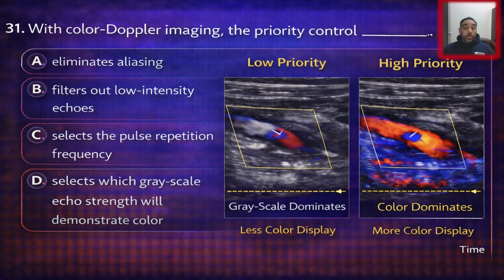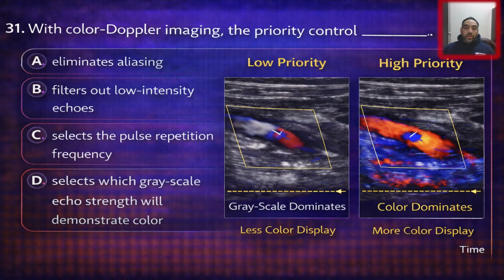All right, we are on the last question of this section, so let's get started. The question says, with color Doppler imaging, the priority control blank. A, eliminates aliasing; B, filters out low intensity echoes; C, selects the pulse repetition frequency; or D, selects which grayscale echo strength will demonstrate color.